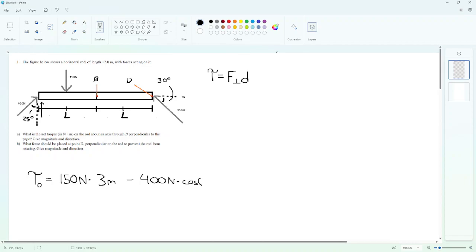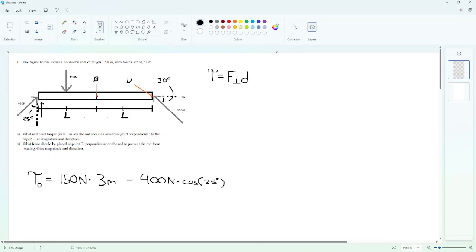we're going to be using cosine of this angle. See, I told you, you're not always going to use sine. In this case, we're using cosine. They're going to get you like this if you're not careful. Don't let them get you. You want to get them.